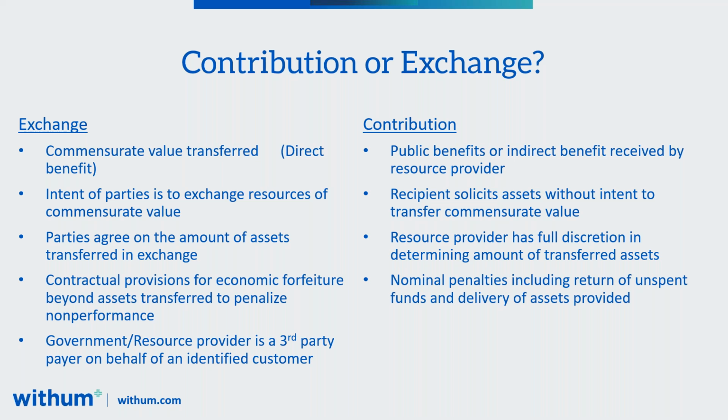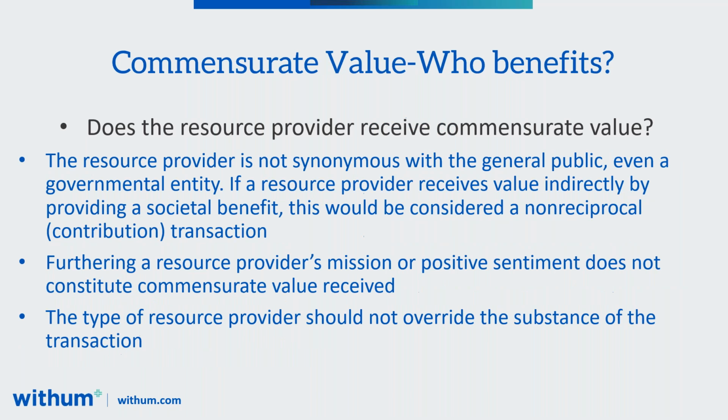So again, the next slide, we highlight this issue of commensurate value. Who benefits, and we talk about the resource provider. And what's interesting is what the standard does is it kind of tells us what commensurate value is not, to try to clarify some of the misgivings that some not-for-profits had in the past. So, what it tells us is that the resource provider is not synonymous with the general public, even a governmental entity.